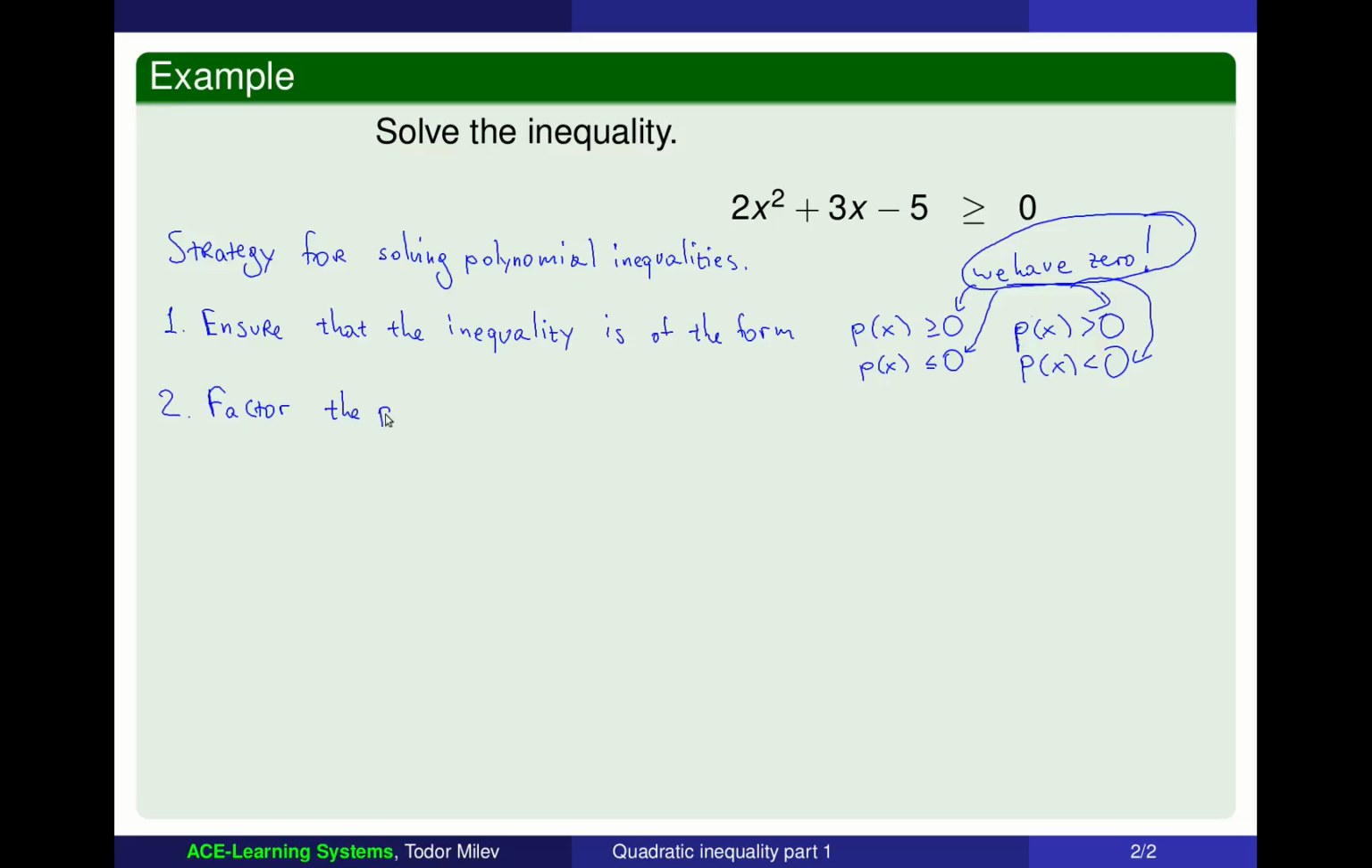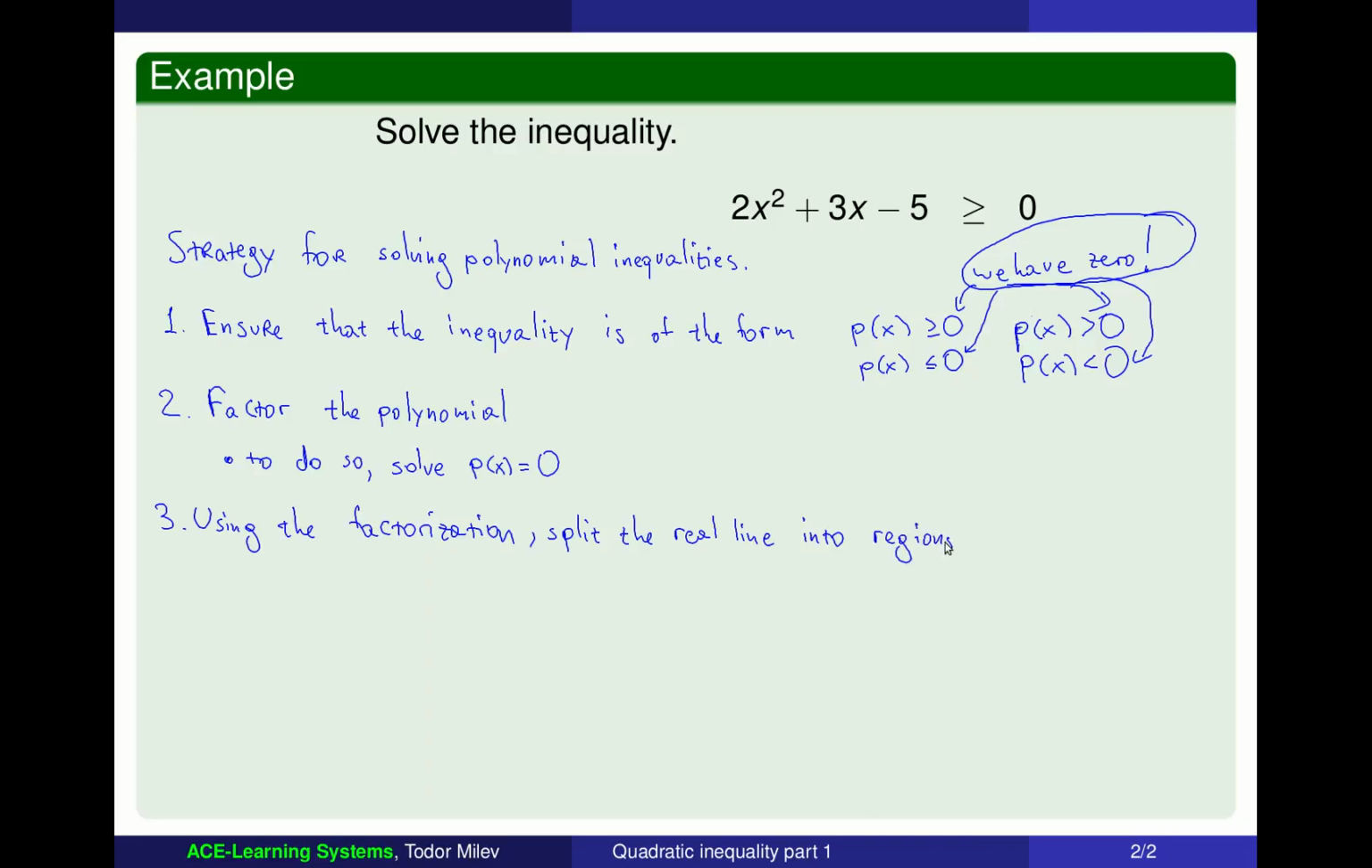The second step is to factor the polynomial. To do so, we need to solve p of x equal to 0. From this inequality, we construct an equality and solve it, and that's a helping object so that we can factor the polynomial. Using the factorization, split the real line into regions, intervals actually, where the polynomial does not change sign.